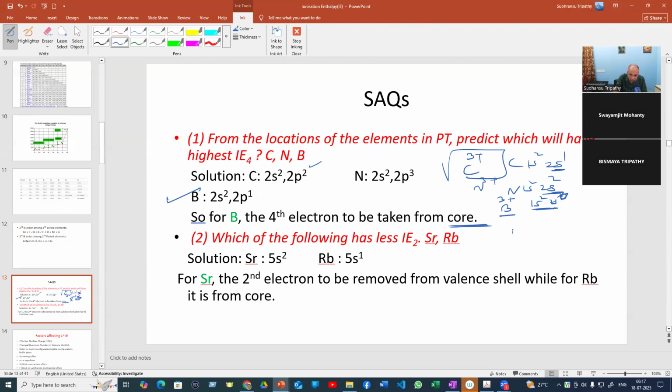The order will be boron greater than nitrogen greater than carbon in decreasing order.